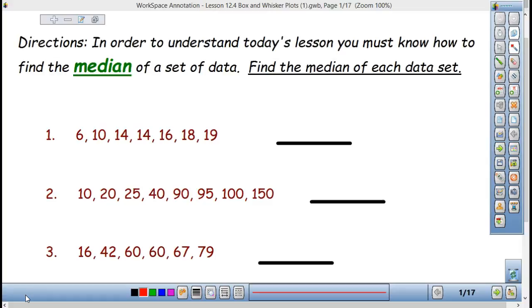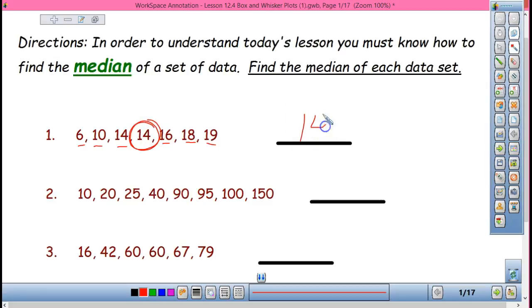No, you have to put them in order. You got to put them in order first. And then you talk about the ones, right? Yeah. So we're finding what number? The middle number. Yeah. So if I have these, are these already in order? Yep. So if I go boom, boom, boom, boom, boom, boom, this guy is in the middle, right? So my median is 14.